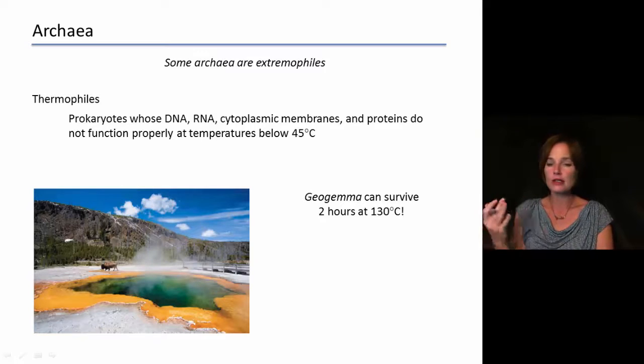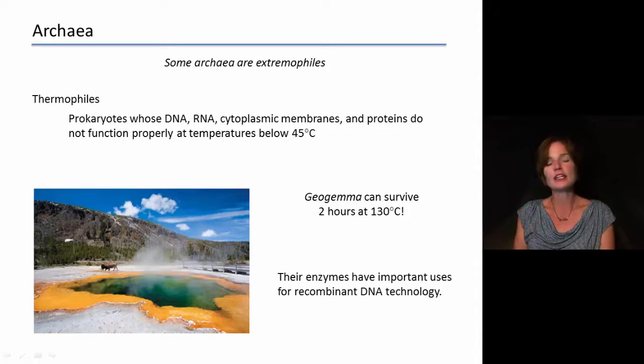We have this particular one, Geogemma, and this one can survive 2 hours at 130 degrees Celsius. So that's just to show you how unusual these are. We call them extremophiles because they live and survive in very extreme conditions. 100 degrees Celsius would be boiling. So this is 130, which is significantly hotter than boiling temperatures. And this one can survive 2 hours at that temperature.